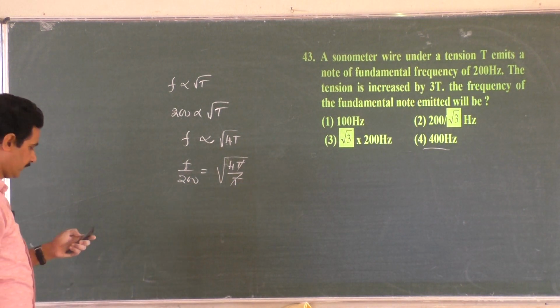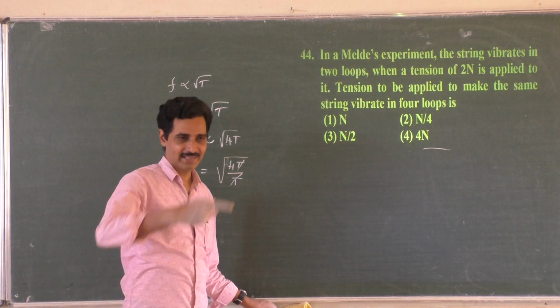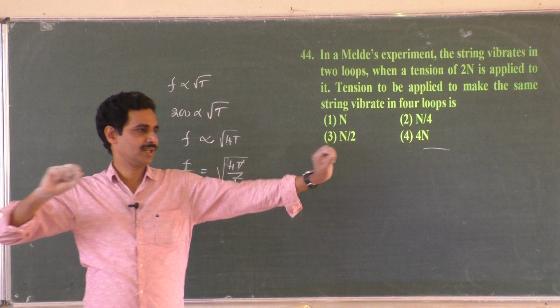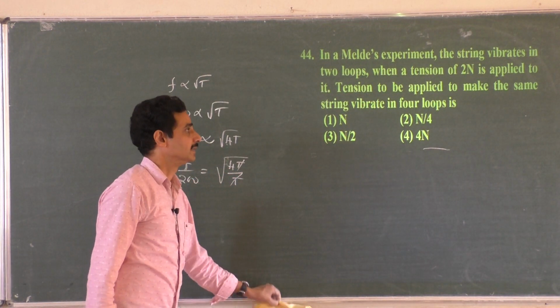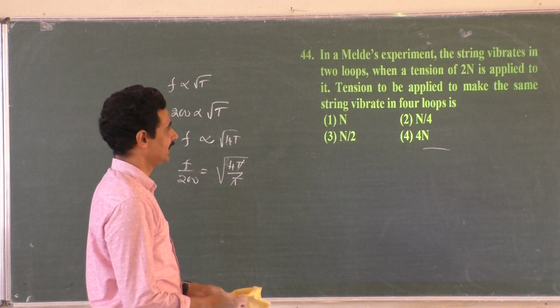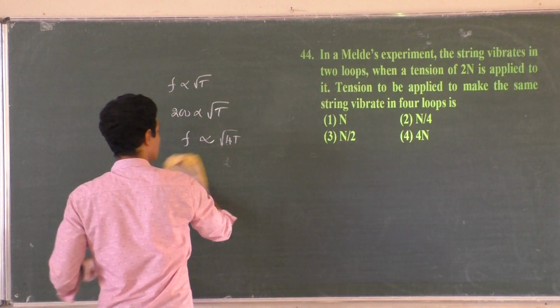Yes. 44. In a Melde's experiment, what is Melde's experiment? That is a wire, you stretch a wire and keep on vibrating it. That is Melde's experiment. In a Melde's experiment, the string vibrates in 2 loops when a tension of 2 Newton is applied. Tension to be applied to make the same string vibrate in 4 loops.